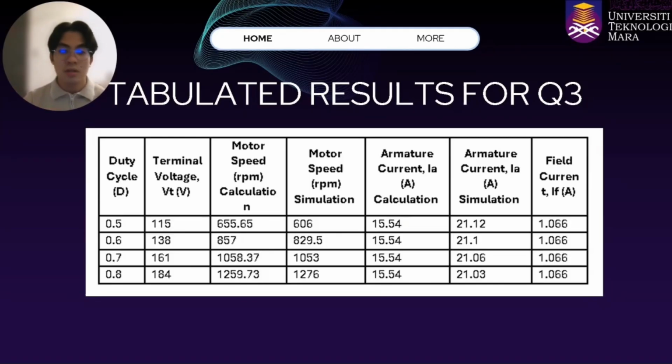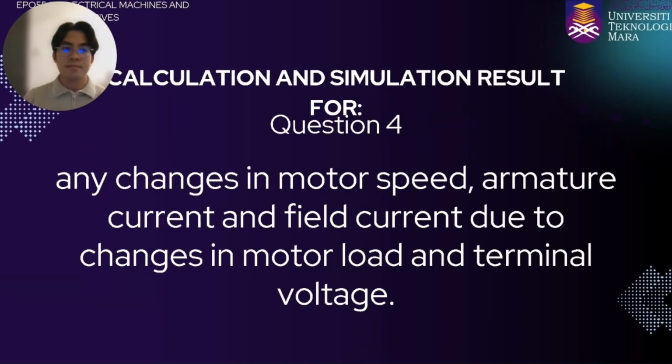As for the calculation, they are also the same. As for the field current, they also maintain the same number, which is 1.066 throughout the whole calculation and simulation. As for question number 4, I'll be giving it to the next presenter.